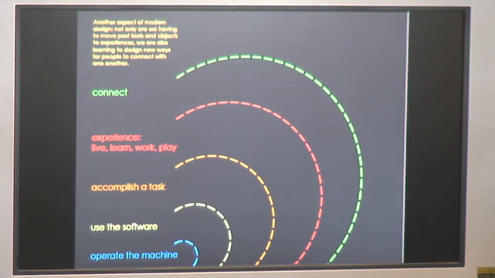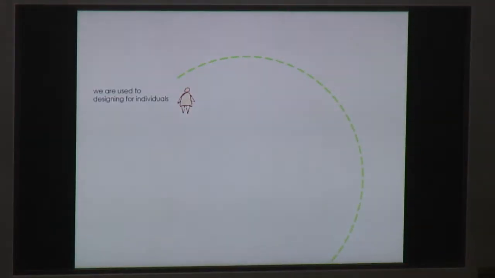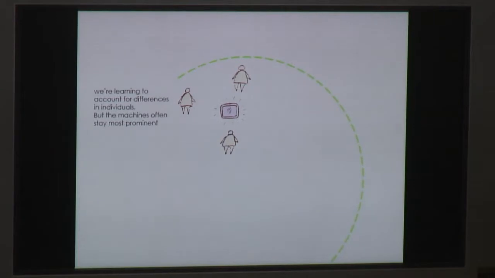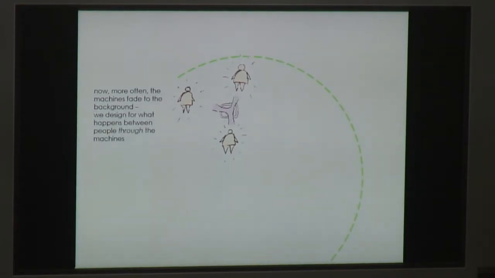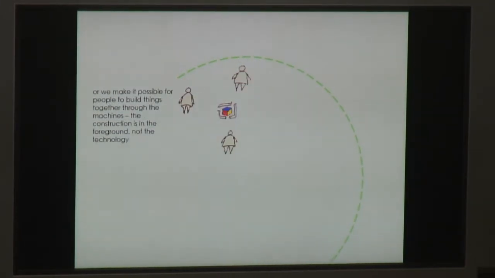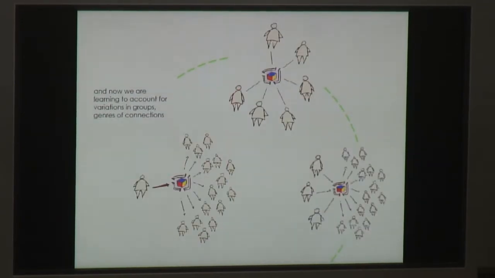That means now when you're thinking about designing user experiences, you're not just designing for one person, you're designing for more than one person. People are quite good at designing for individuals, and they're also becoming quite good at designing for individuals interacting with technology. But now the machines are fading into the background, and it's becoming more important to design not just for the interface, but also for interaction between people and for how to interact with communities. A good example of that is Facebook.